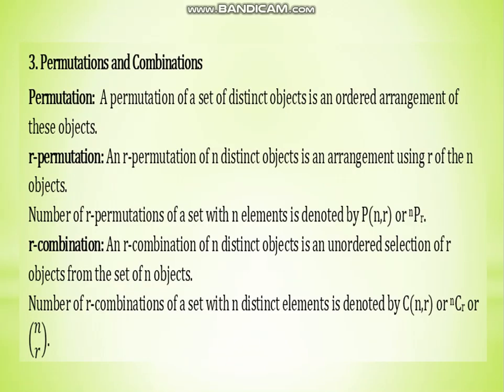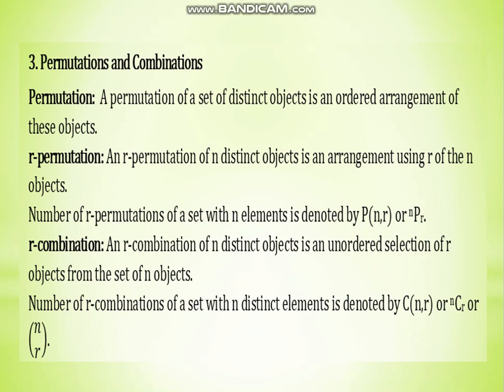Permutation. A permutation of a set of distinct objects is an ordered arrangement of these objects. The word ordered is very important here. The R permutation. An R permutation of n distinct objects is an arrangement using R of the n objects. That means we have total n number of objects and we are talking about only arrangement of R out of the total number n. Number of R permutations of a set with n elements is denoted by PNR or NPR.